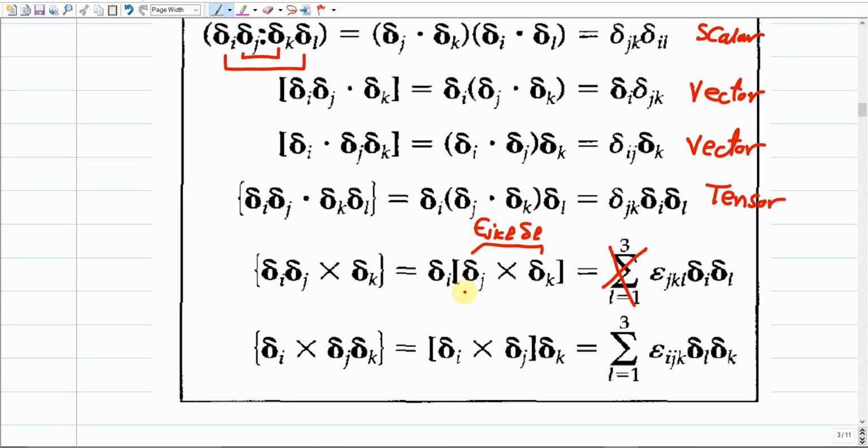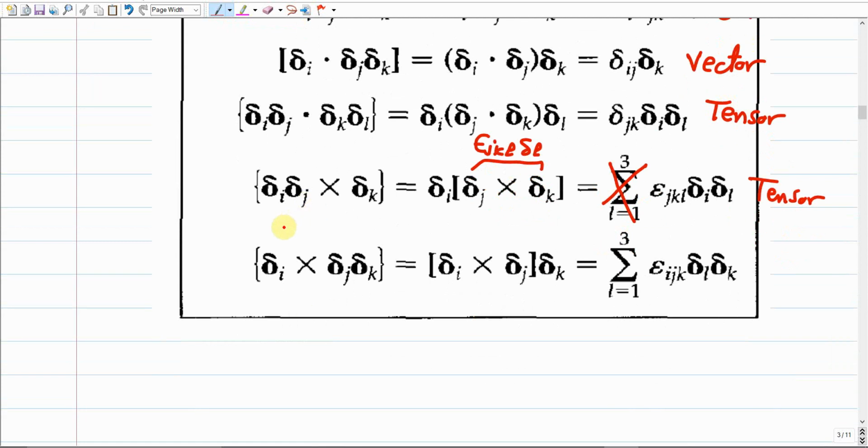Let us use L, basically delta L. So we're going to end up with epsilon JKL delta L, which is typically the same as epsilon JKL delta I. You're just going to carry on the delta I as it is, then delta L. But the order of delta I should come first, then delta L, because this is going to give us a tensor, and also this is going to be a second order tensor as given here. How about this case? Now the operation should be done over this term, which is delta I cross delta J. Make sense?